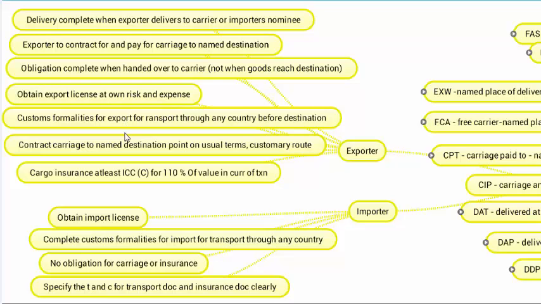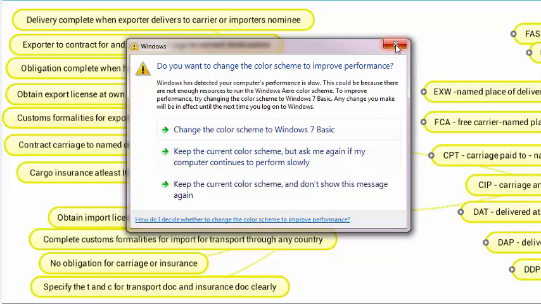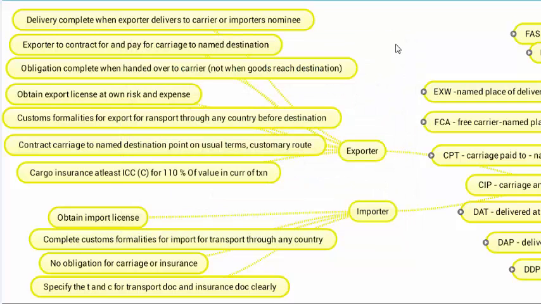They also have to arrange for customs clearance for export and shipment through and transport through any other country before reaching the destination. The contract of carriage to the named destination should be on usual terms in the customary route. You should not purposefully send the goods in a roundabout route. It should have the usual terms like a JWOB cover and things like that.